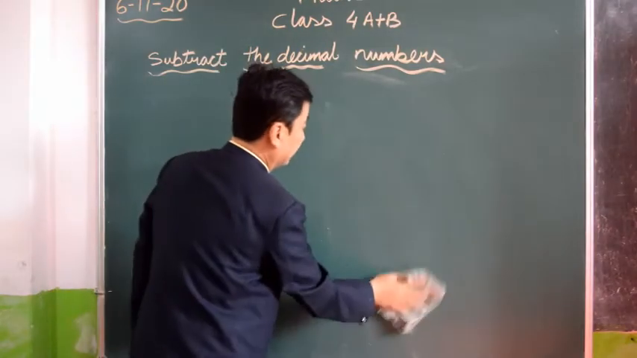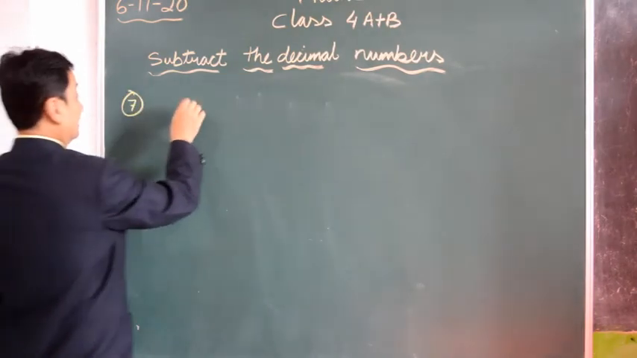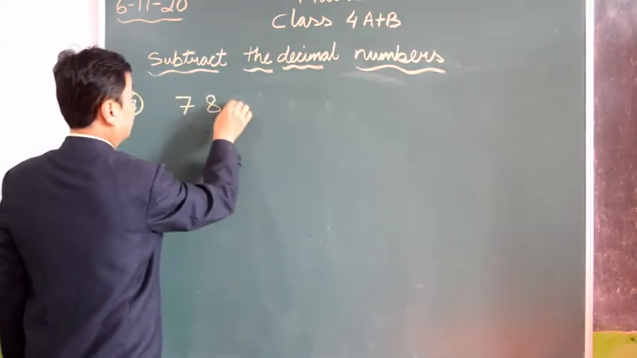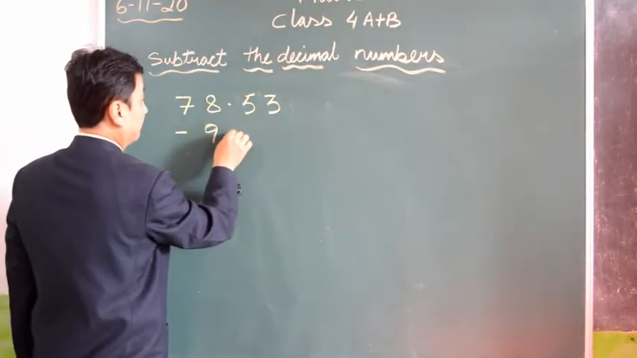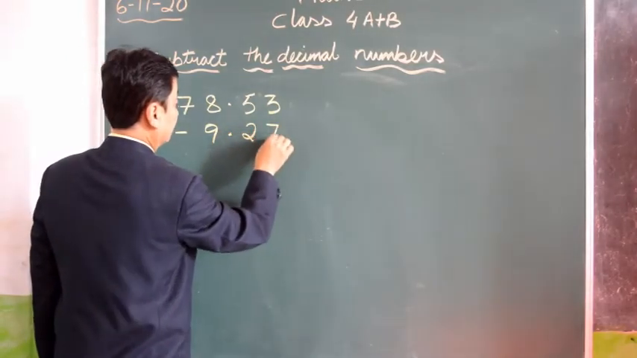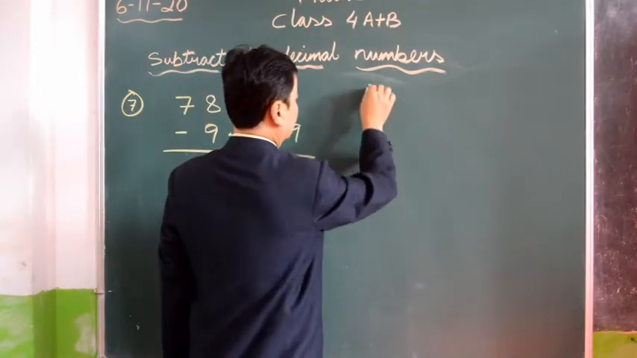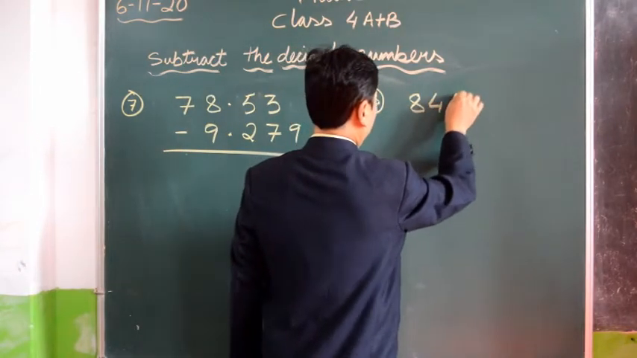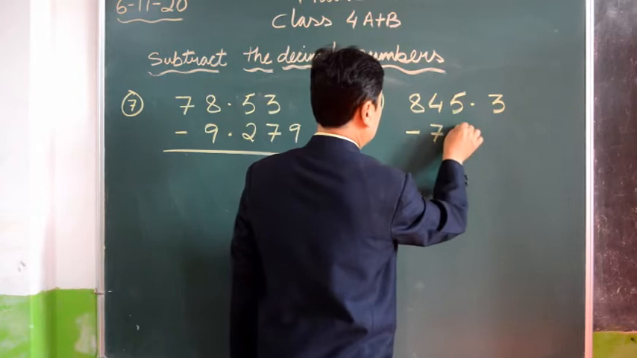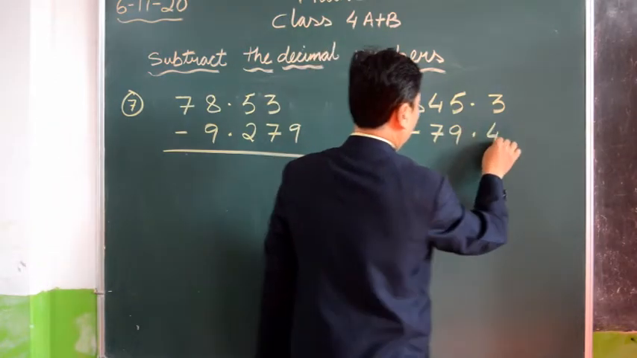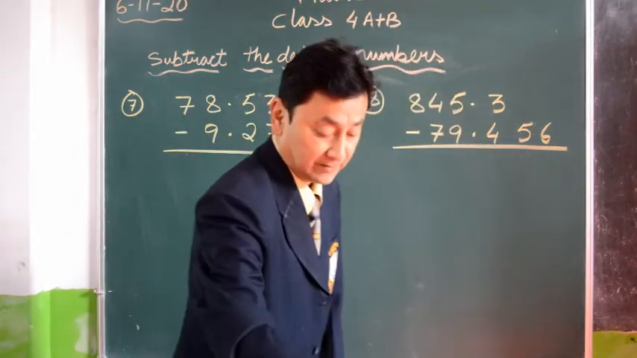So let's do two more sums. Now many of you are finding it easy to do. So number 7, 78.53 minus 9.279. Let's do the last one. 845.3 minus 79.456. So let's start. Ready?